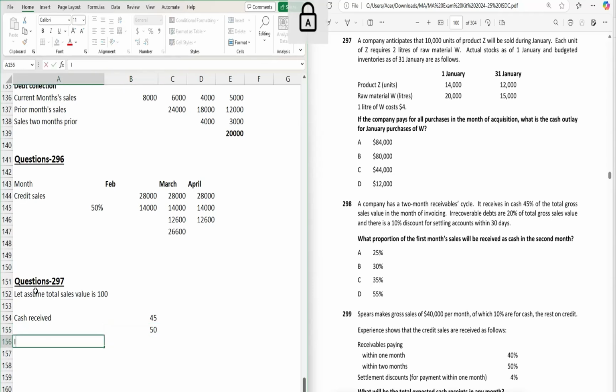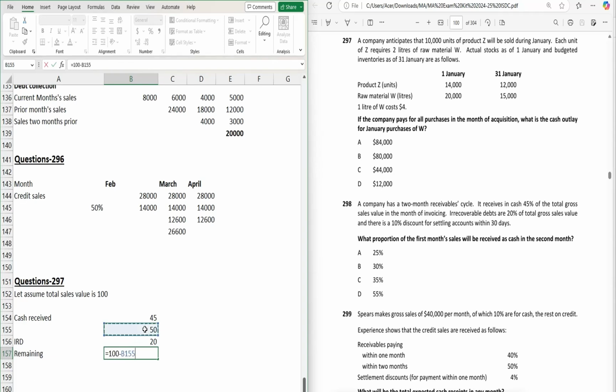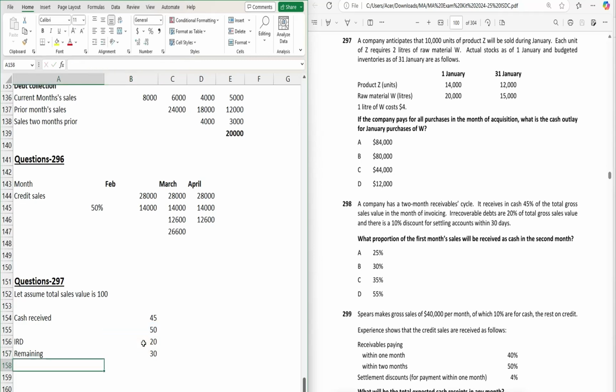And again, IRD will be 20%. That means 20% of 100 will be 20. Right? So how much amount is left remaining which will be recovered in the next month? So from 100, we assumed sales as 100, out of which we receive the cash of 45, but it was after discount, so I have grossed up this amount, which gives the grossed up value of 50. Then again we need to subtract the IRD, that is the irrecoverable debt, which is 20% of 100 equal to 20, and after this still 30 is remaining which will be recovered in the next month. Okay, so this one is question number 298.